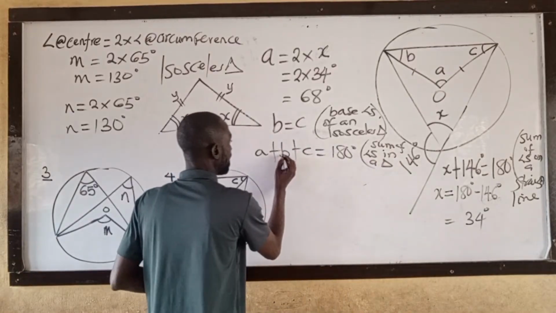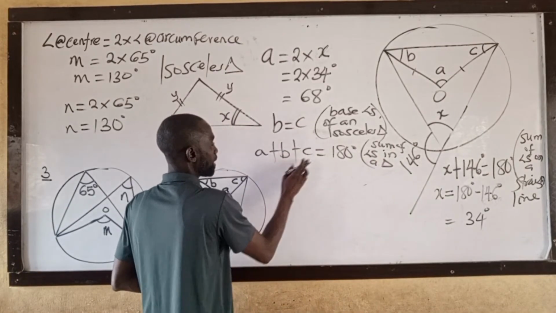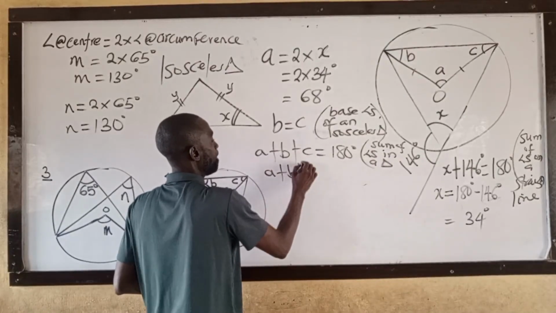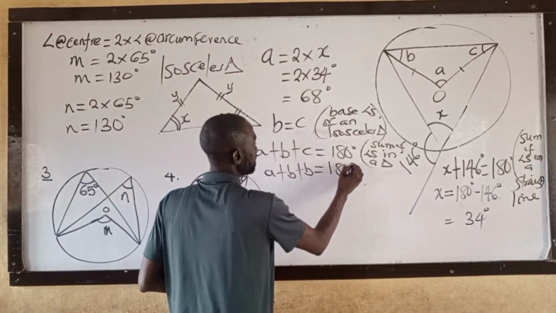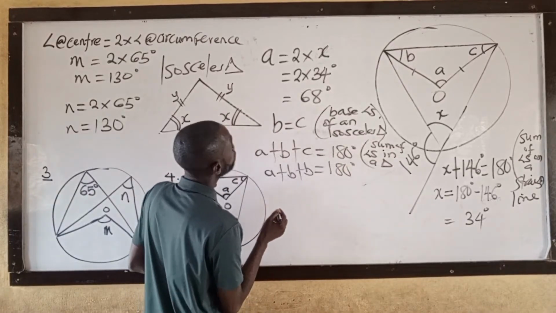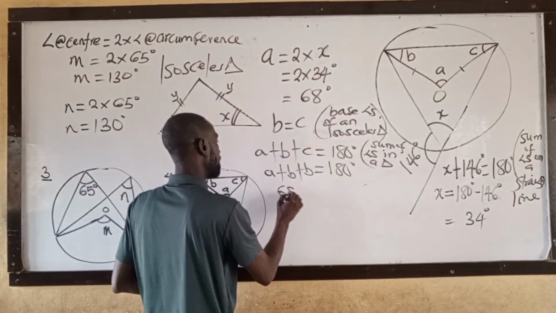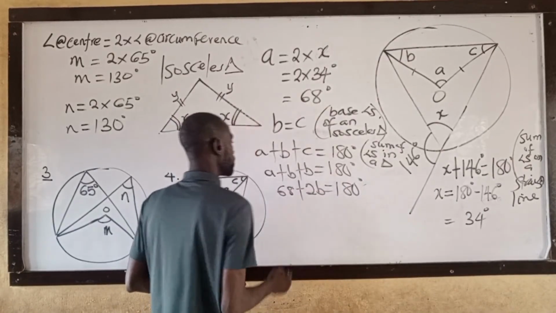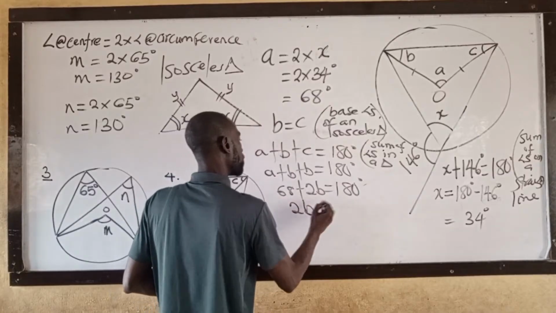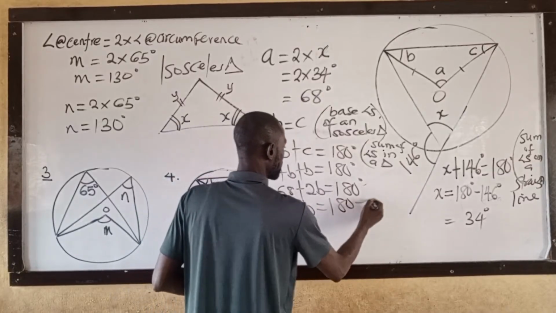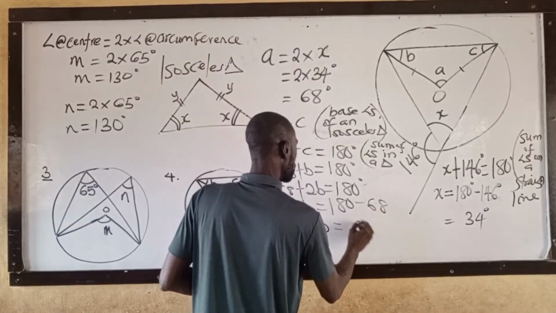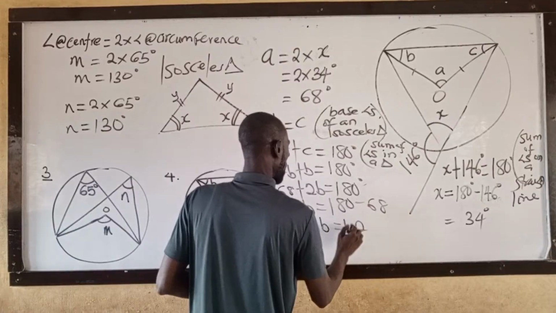Now consider our B equals to C. So I can use B to work it out. So now A plus B plus C equals 180 degrees. Our A is 68. So that's 68 plus 2B equals 180 degrees. So now 2B equals 180 minus 68. 2B gives us 112.